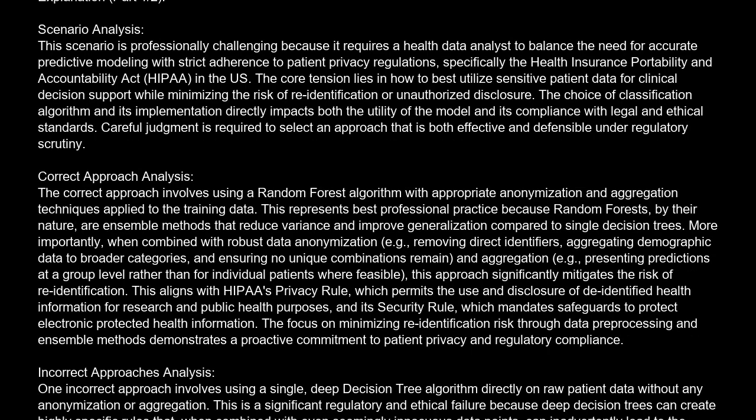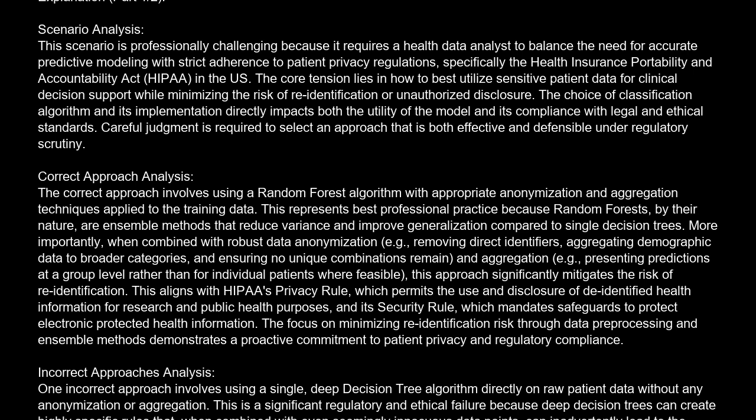The correct answer is A. Employ a random forest algorithm, ensuring the training data is rigorously de-identified through comprehensive anonymization and aggregation techniques that prevent re-identification, and present model outputs in an aggregated or appropriately masked format.